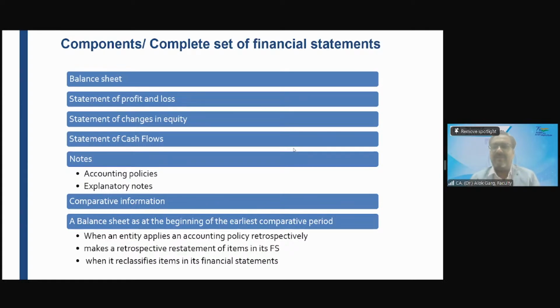Sanjay, tell me in this case, whether Reliance is required to give the third balance sheet, whether Reliance is required to restate the comparative balance sheet, restate comparative P&L, restate comparative cash flow, and whether Reliance is required to provide all the disclosures which I have shown you in the ONGC balance sheet. Please tell me.